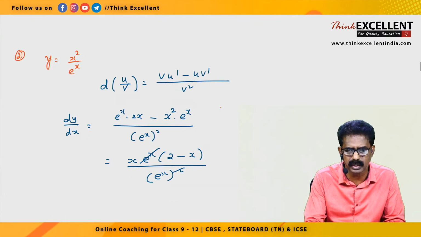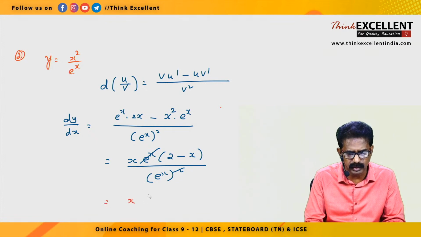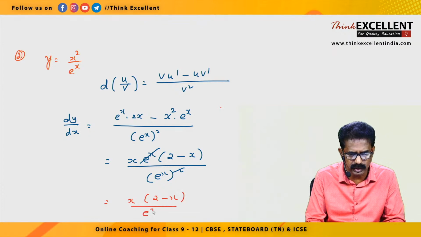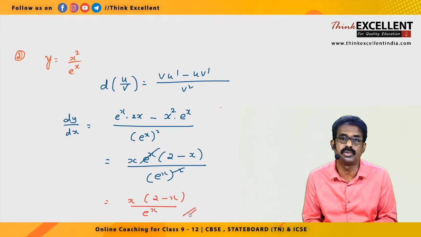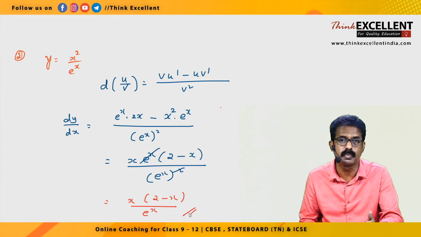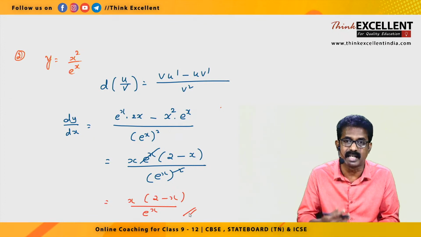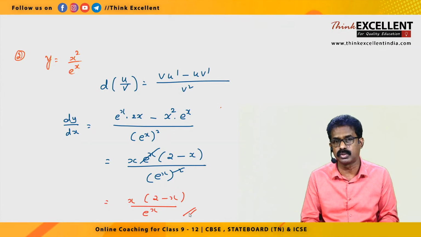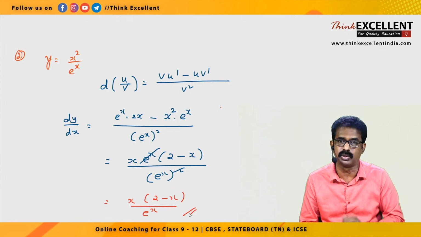So what answer are you getting? x into 2 minus x divided by e raised to x. Okay, so this is how to use the quotient rule. So when do we use the quotient rule? When it is a function by another function, you have to use the quotient rule. So I hope you are thorough with the product rule and quotient rule.